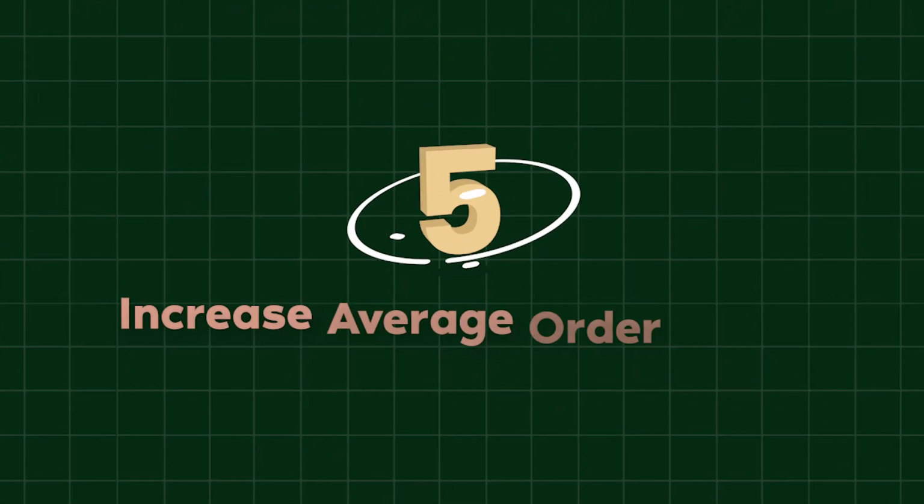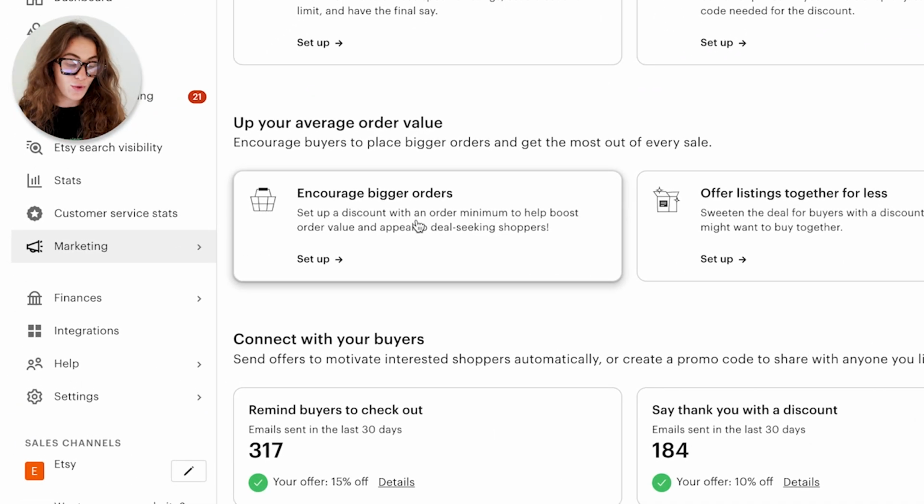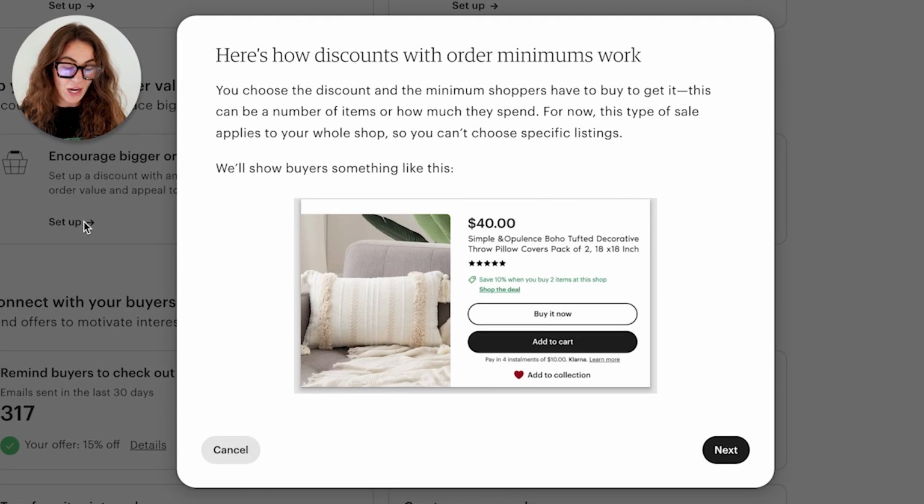Number 5 is increase your average order value. On this same page, this is a really cool new feature where you can set up a discount with an order minimum to help boost your order value. This is definitely something that I would set up because everyone wants more for less, and it can really incentivize people to order more quantity.